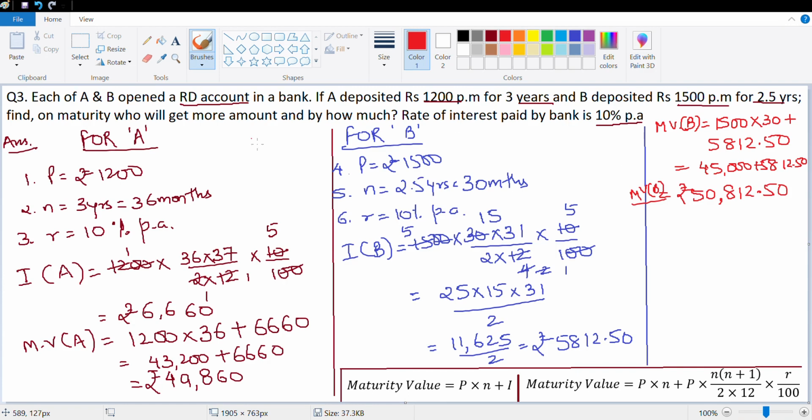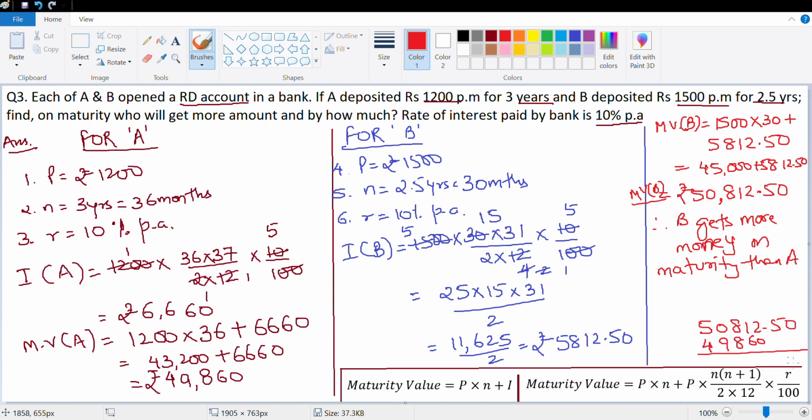Now the question is, who will get more maturity value? Well, therefore, B gets more money on maturity than A. By how much? Let's subtract. So this is 50,812.50 minus 49,860. That's 0.50. 2 minus 0, 2. 11 minus 6 is 5. 17 minus 8 is 9.